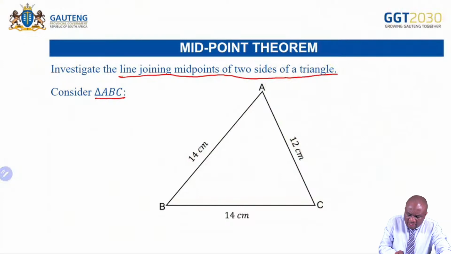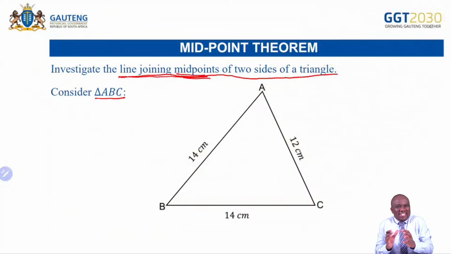Let's go back. The line joining the midpoints of two sides of a triangle. So we pick any two sides of a triangle, and then we mark their midpoints. And then we join those midpoints. And then we're going to have that line segment, which is joining the two midpoints. And then after that, we check the properties of that line.